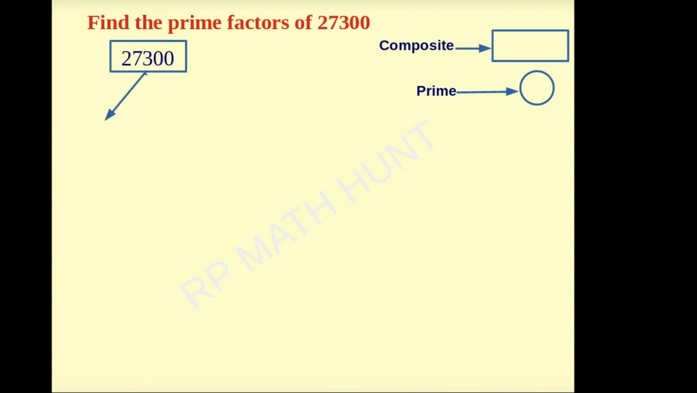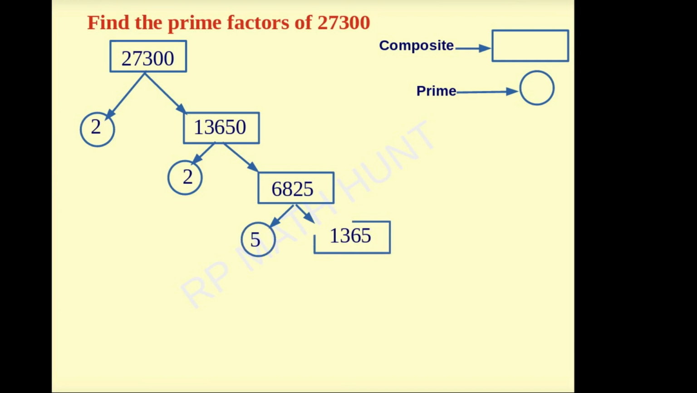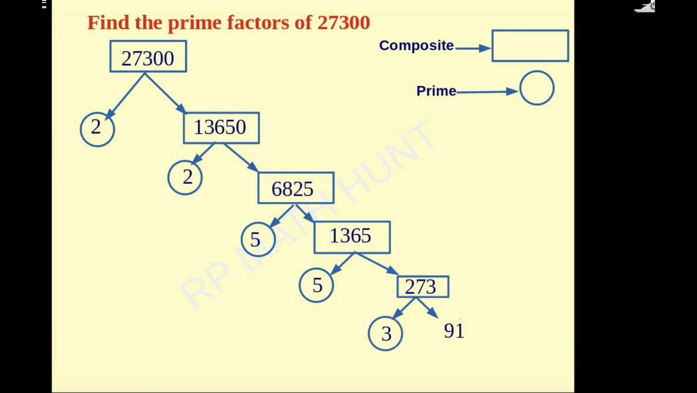27,300. Now I am starting with 2. 13,650. Again, 13,650 is composite. 2 further it is divisible. 6,825. Again, 6,825 is composite. Further it is divisible by 5. 1365. Again, 1365 is further divided by 5. 273. Again, this is divisible by 3 only. 3 into 91. Again, 3 is prime, and circle it. Again, 91, 7 into 13. Yes, it is the closure.